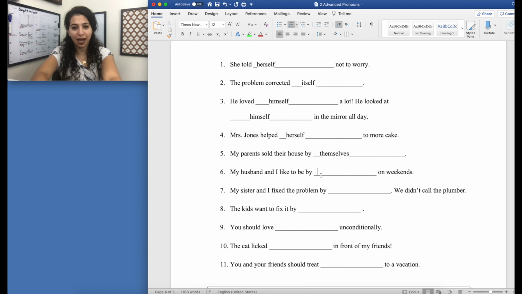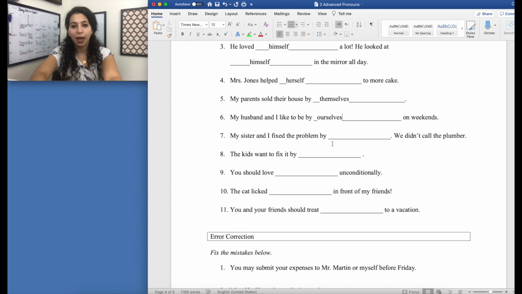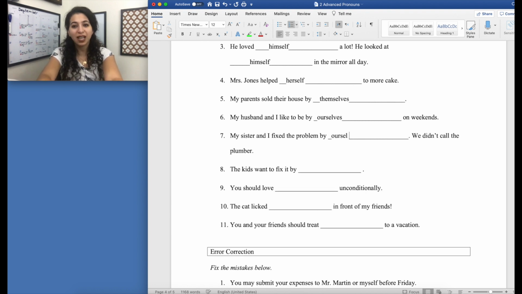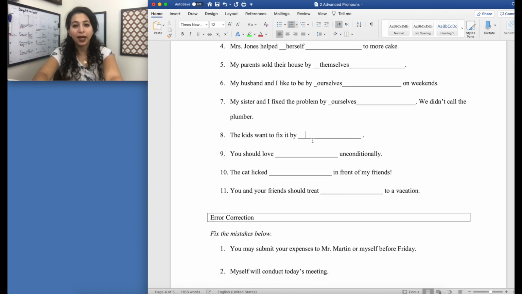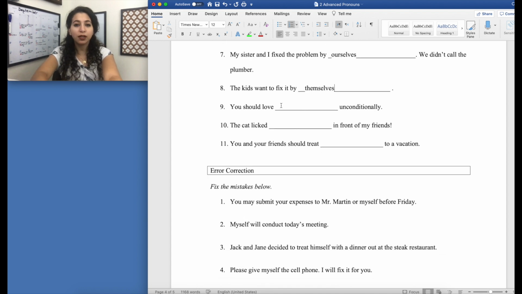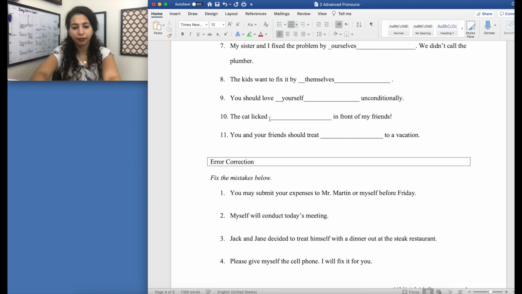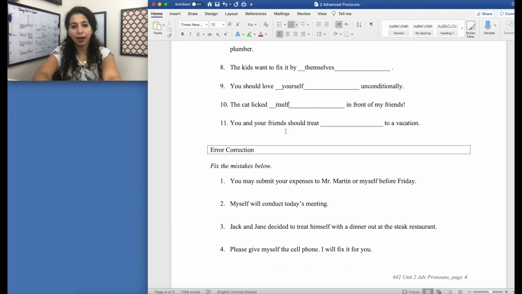My parents sold their house by themselves. My husband and I like to be by ourselves on the weekend. My sister and I fixed the problem by ourselves. We didn't call the plumber. The kids wanted to fix it by themselves. You should love yourself unconditionally. The cat licked itself, this here, itself, in front of my friends.